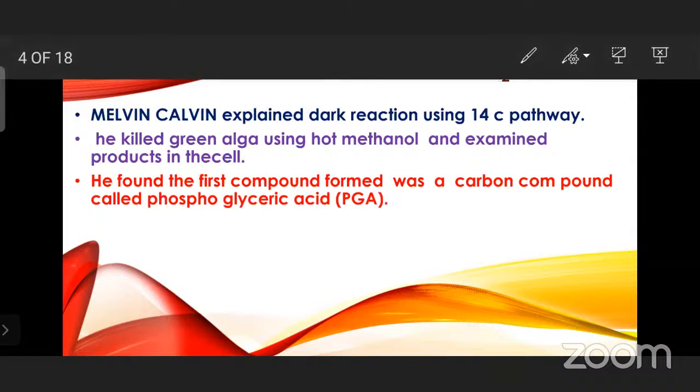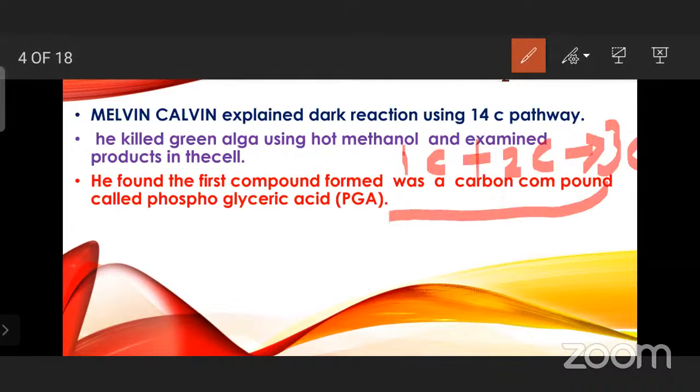That means the 1 carbon is going to combine with a compound which has 2 carbon, then only it is possible to give a 3 carbon compound. And as Melvin Calvin identified, phosphoglyceric acid is a 3 carbon compound. So they were thinking there may be some 2 carbon compound existing that is combining with this 1 carbon of carbon dioxide gas and forming the PGA, phosphoglyceric acid.